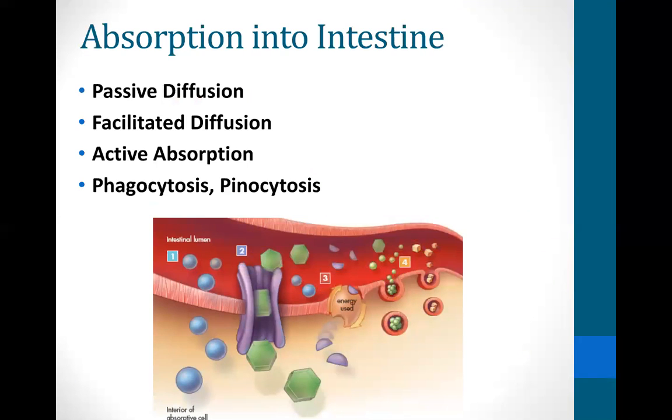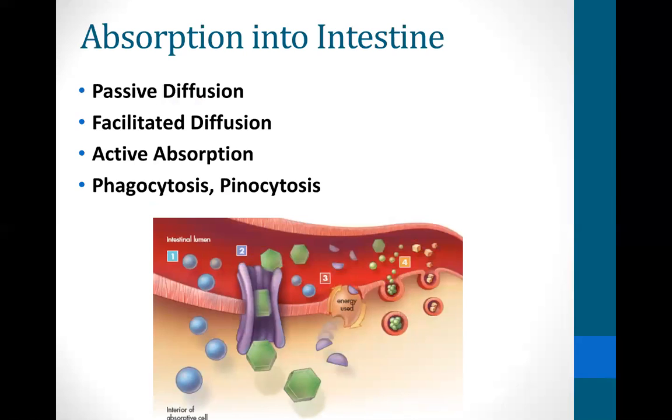Absorption. So how are foods absorbed? There are 4 different ways that foods or nutrients can be absorbed. The first is passive diffusion, and this just has to do with differences in concentration gradients. So if a molecule is more concentrated on one side of the cell than in the bloodstream, for instance, the molecule will leave that highly concentrated area and go to a less concentrated area.